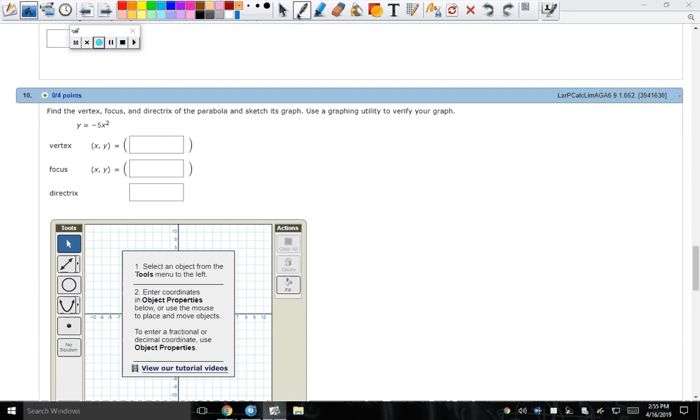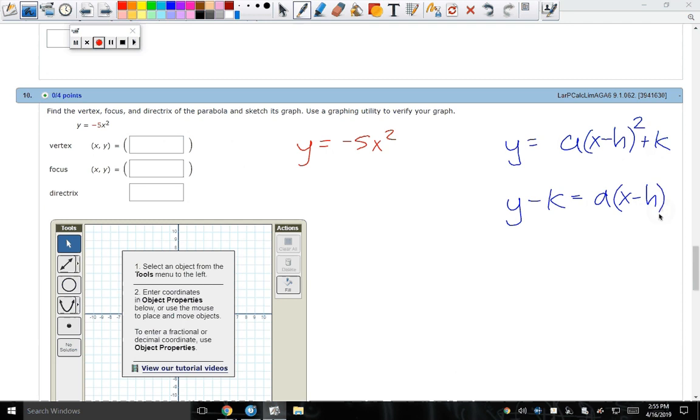Find the vertex. Here we go. y is equal to -5x squared. This looks like this. And the way that they have it in your notes, guys, the way that the formula chart has it, probably looks like this. And just so you know, you should be able to put them all into WebAssign and they would all be equivalent.